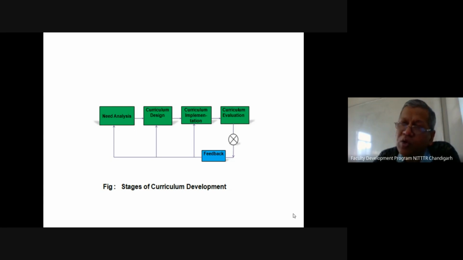It is not that we design it one time and you implement it, no. It is a continuous process. Continuously we get feedback, and based on that feedback, you analyze the need again, redesign the curriculum, implement it once again, and find out the result, whether there is any improvement. So curriculum development is a continuous process, undergoing these four stages: need analysis, curriculum design, curriculum implementation, and curriculum evaluation.